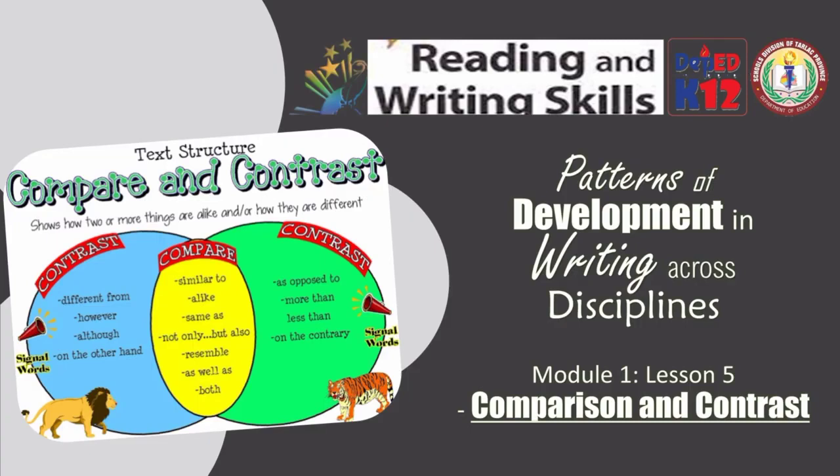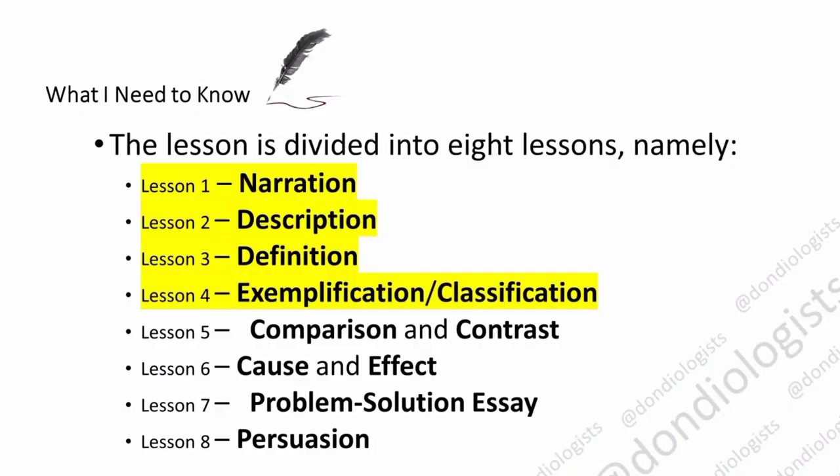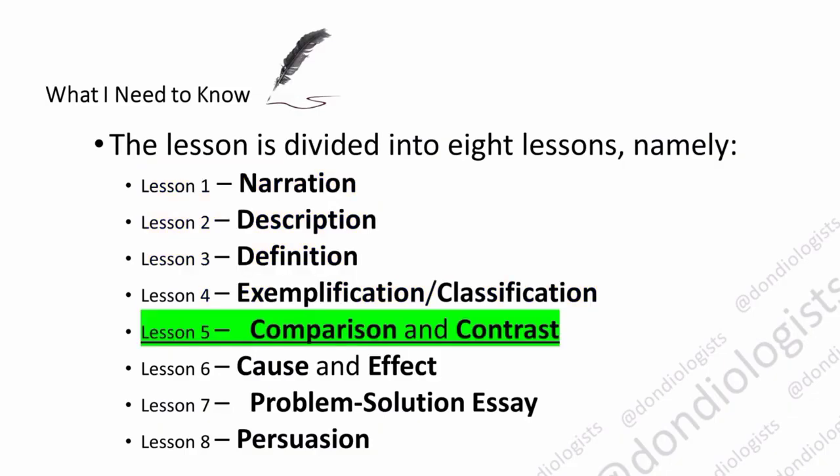We are still on 8 patterns of development in writing. Previously, we have had narration, description, definition, and exemplification and classification. Now, for lesson 5, let's have comparison and contrast.